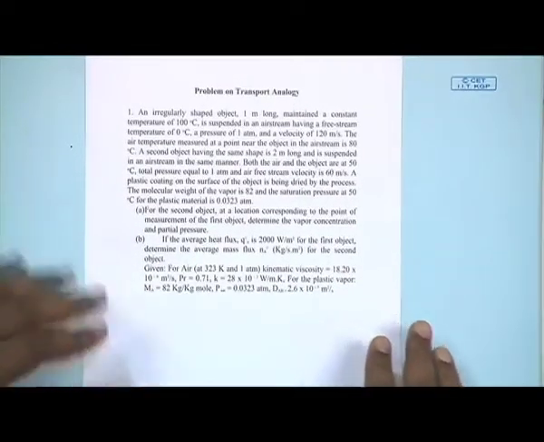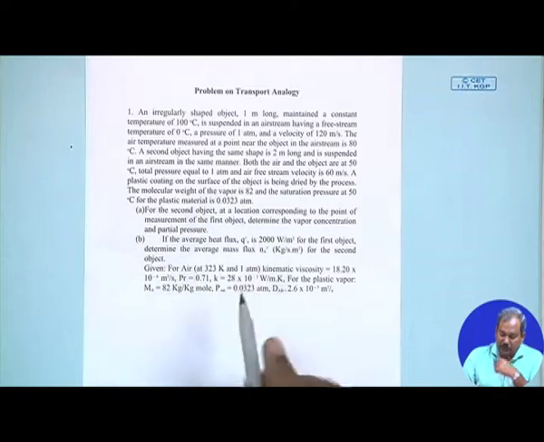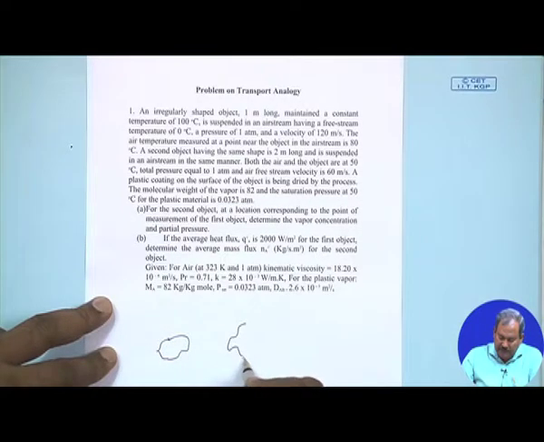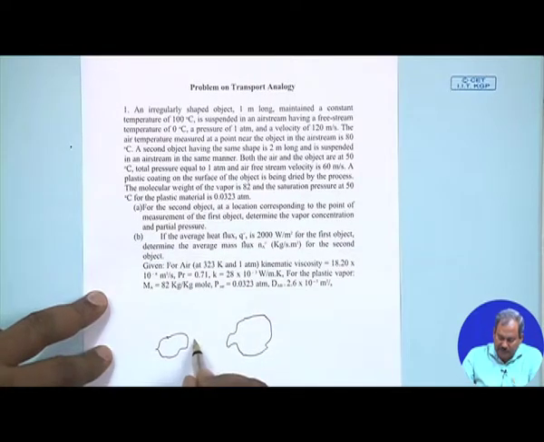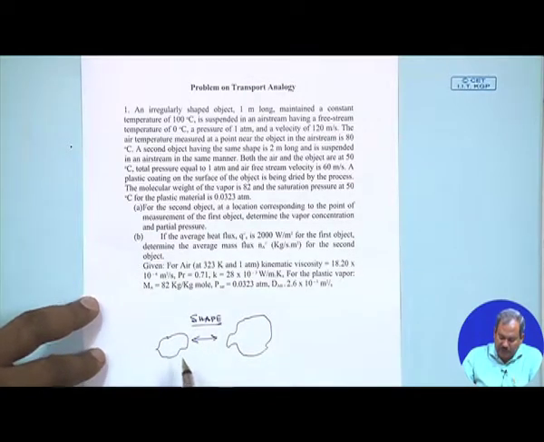But right now the problem that we are going to solve is again a problem on transport analogy. It tells us that we have an irregularly shaped object. It could be of any shape. And we simply have the same shape; these two are equivalent in terms of shape. I could not draw it properly, but you can get what I mean: they are irregular, but whatever be the shape, there is just a conversion factor, a scale factor by which you have increased it.